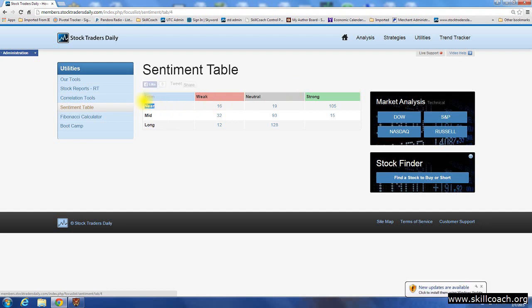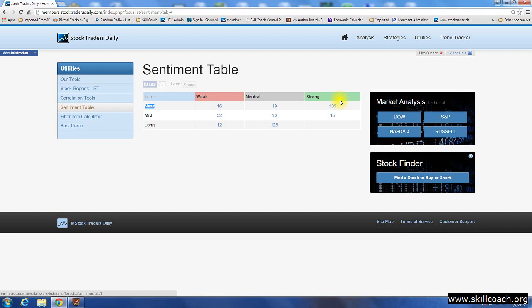What I'm looking for is a situation where most of the stocks are either in the strong column or in the weak column, respectively. Now, this is a contrarian indicator, so if most of the stocks are in the strong column, this would indicate that the market has been strong recently and that it is in an overbought condition.